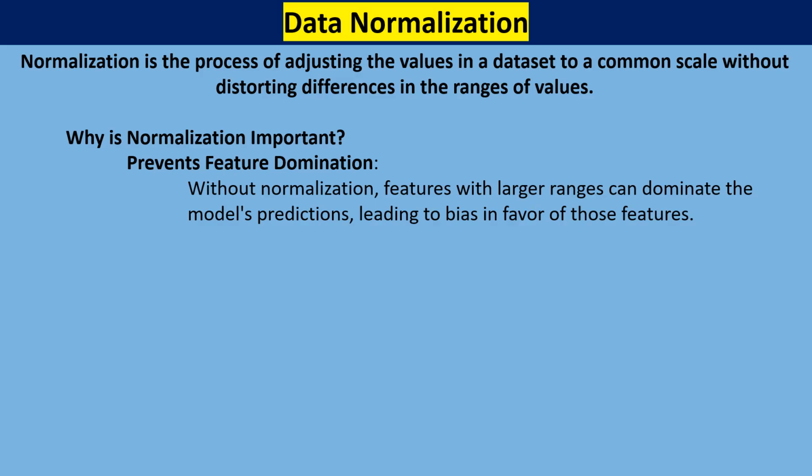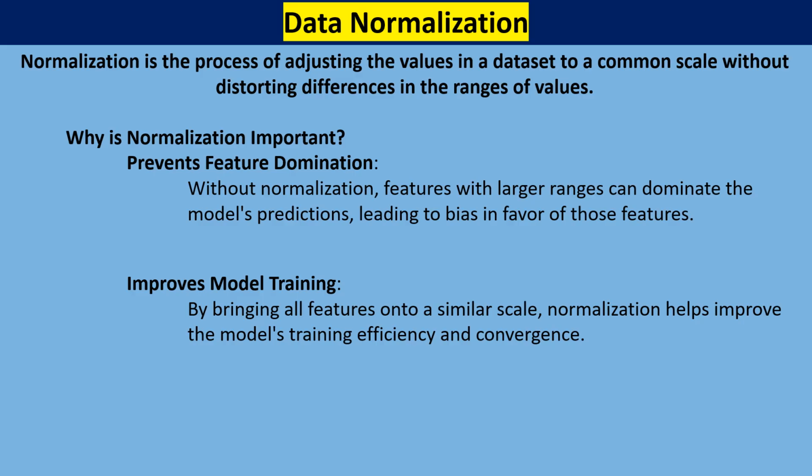Feature contribution. Consider a scenario with a feature like height in centimeters and income in dollars. The large scale of income may cause the model to overlook height because the range of income is significantly higher. Improve model training by bringing all the features onto a similar scale. Normalization helps improve the model's training efficiency and convergence.